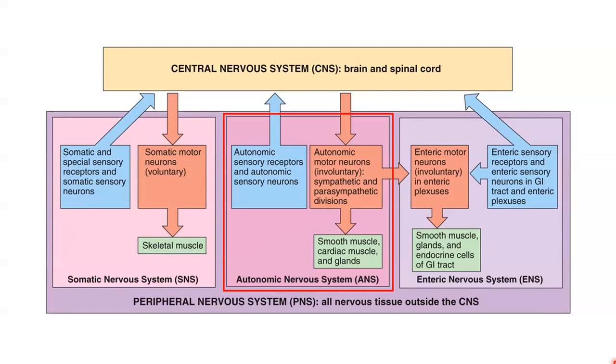Our autonomic motor neurons innervate effectors that work without conscious thought. So these include cardiac muscle, smooth muscle, and glands. And the autonomic nervous system regulates these effectors by either increasing or decreasing sympathetic or parasympathetic stimulation to these effectors, which controls things like the rate and the force of our heartbeat, the dilation or constriction of our pupils, and the secretion of a hormone from a gland.